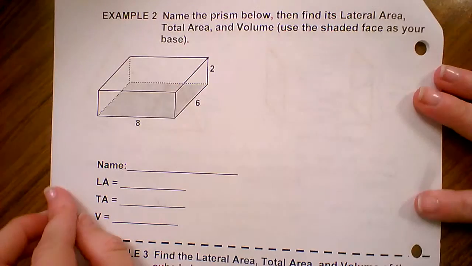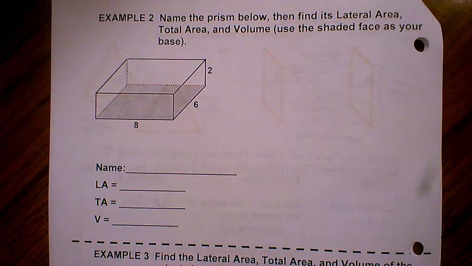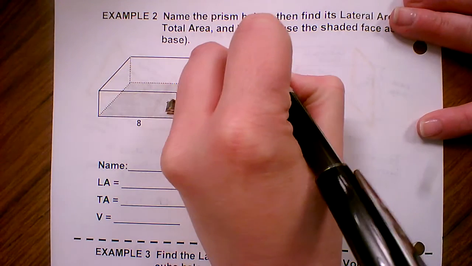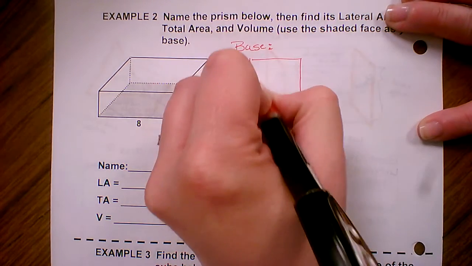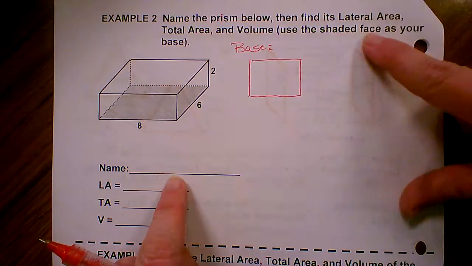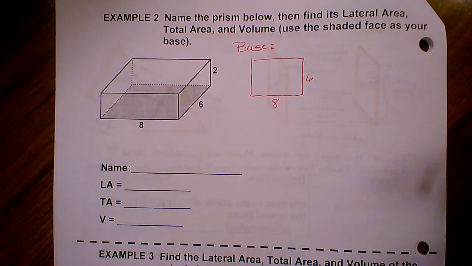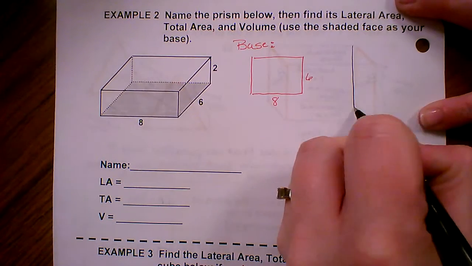So let's turn the page. What we're going to do is look at this prism. We're going to name it, and then we're going to find the lateral area, total area, and volume. Well, we're going to first identify what our base shape is. So the base shape is a rectangle. Notice it says use the shaded face as your base. So we have a length of 6 and a width of 8. And we're going to find our peanut butter and honey.